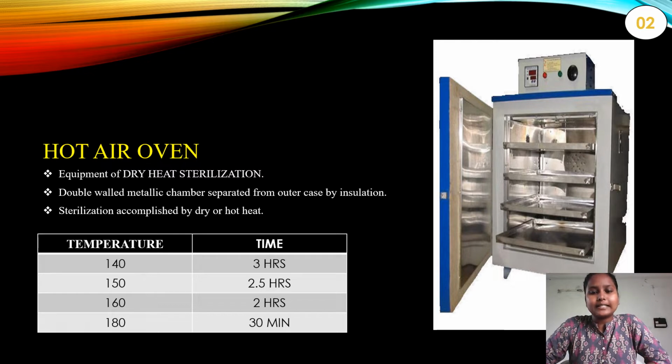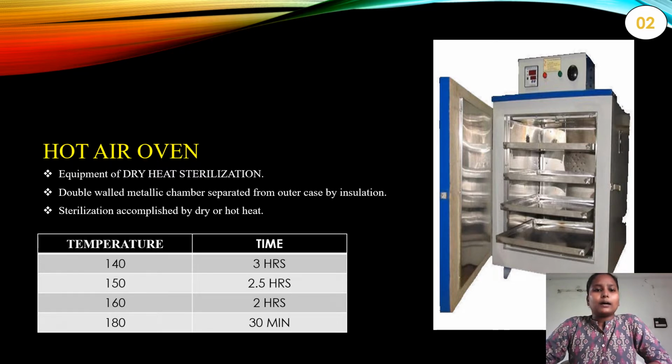It is an equipment of dry heat sterilization. That means it is an equipment which is used to sterilize the substances by the accomplishment of dry heat or hot heat. It can be used for only the substances which are void of or lack of moisture. So it is made up of a double-walled metallic chamber which is made up of either aluminum or stainless steel. This double-walled insulation makes sure that the heat is supplied in an efficient way so that the inner wall is made reflecting to reduce the heat loss, and this insulation keeps the heat in and conserves the energy.